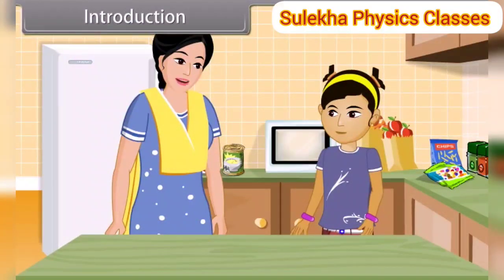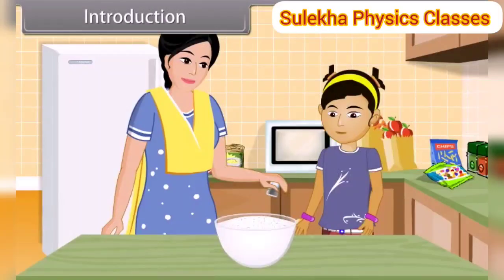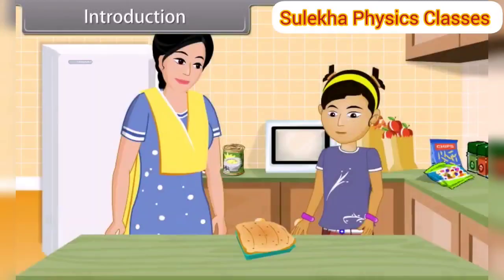Divya, today I will show you how to make a soft bread. Mother, I would love to see that. First of all, we take a bowl and put all the ingredients into it to make a paste. Now we add yeast in the mixture and keep it for some time. Then it will be ready for baking. Now our bread is ready to serve.